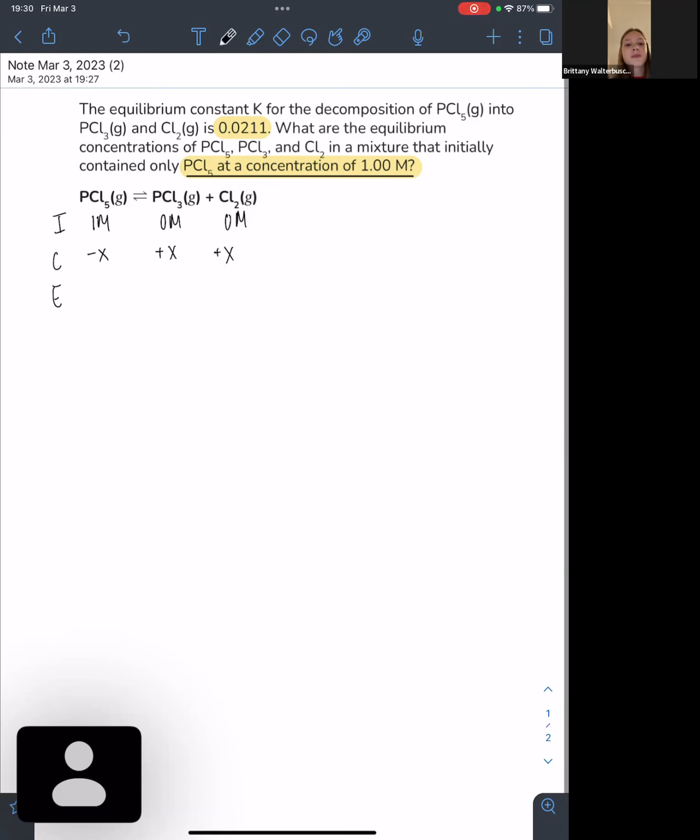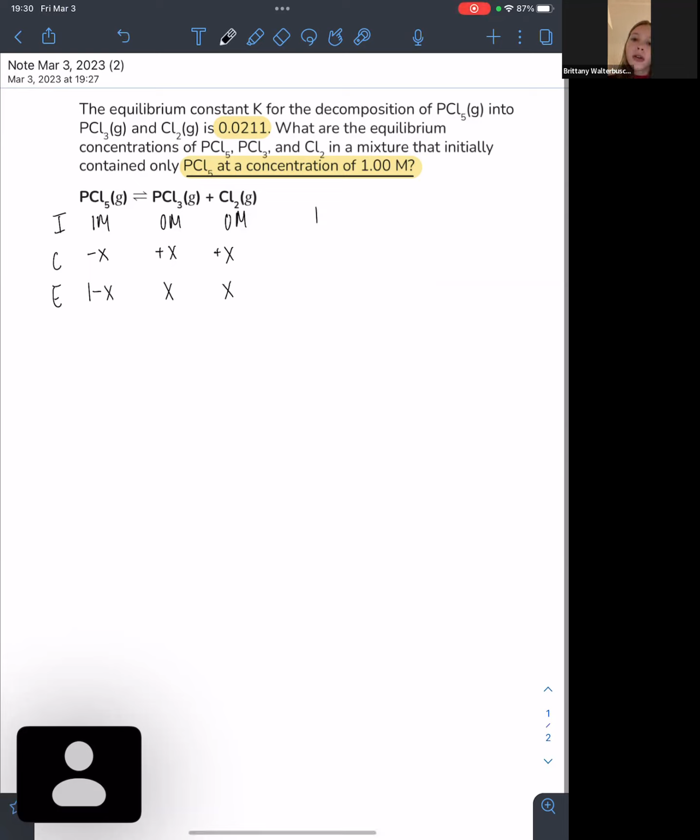Okay, moving on. Now we're going to fill in our equilibrium row. We're just going to take our initial and then also incorporate the change. So for our PCl5, we're going to have 1 minus that X value. And then for our PCl3 and Cl2, we're just going to have that X value. We know our equilibrium concentrations in terms of X, so we're going to have to find X by using that Kc constant given to us in the problem.